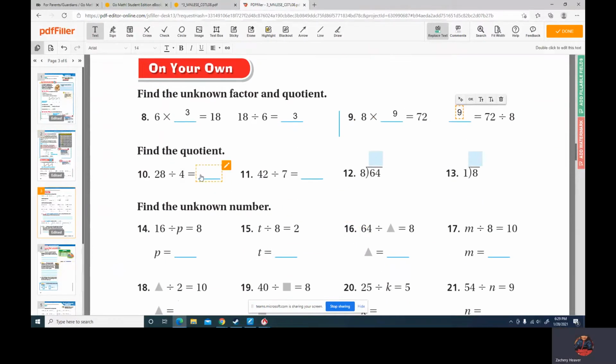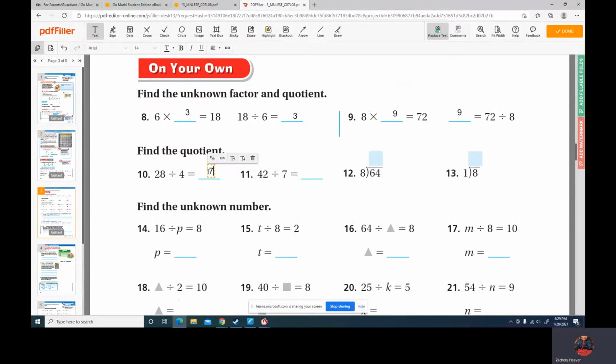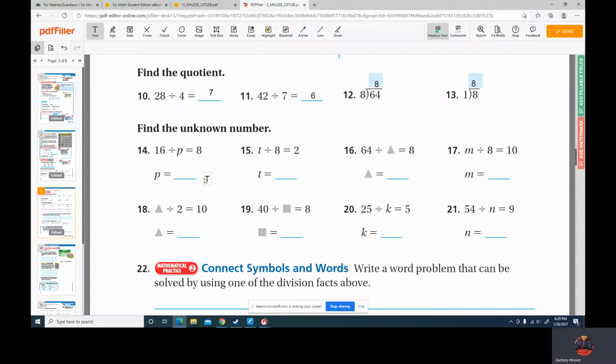Find the quotient. These are reviews. So it's 24 divided by 8. This one's going to be 7. 42 divided by 7 is 6. 64 divided by 8 will be 8. 8 divided by 8 will be 1. 14, 15, 16, 17 through 20.